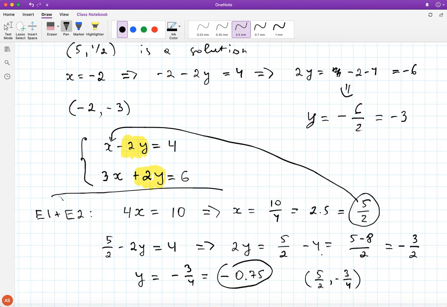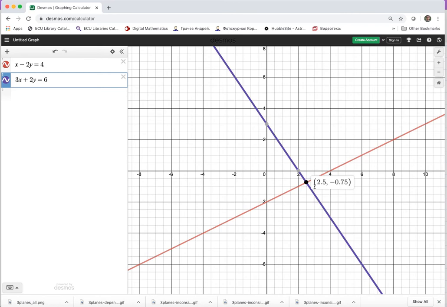Note that the system has no other solutions. We found the value of x. It has to be equal to 5 halves. We have no other possibilities here, and the value of y has to be equal to negative 3/4. Again, we have no other possibilities. And the fact that the system has only one solution is also confirmed by graphing the equations. We see that the two lines meet at a single point.